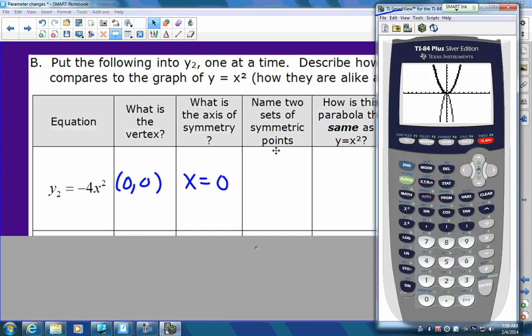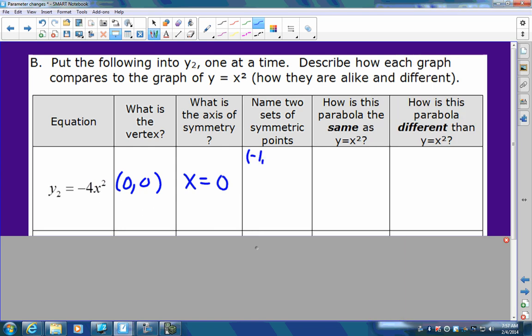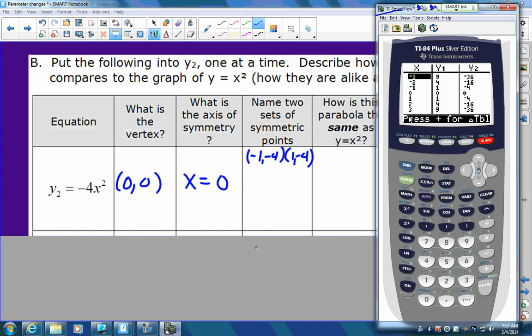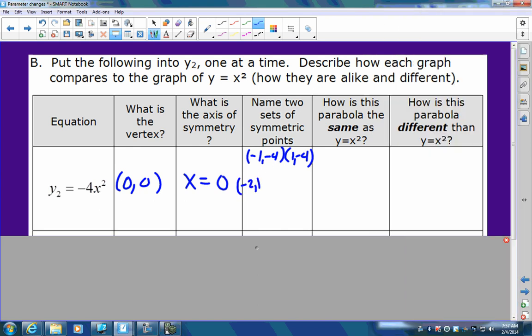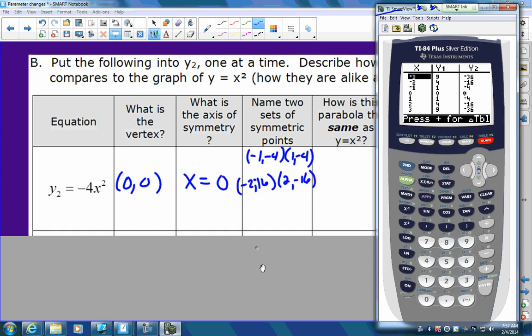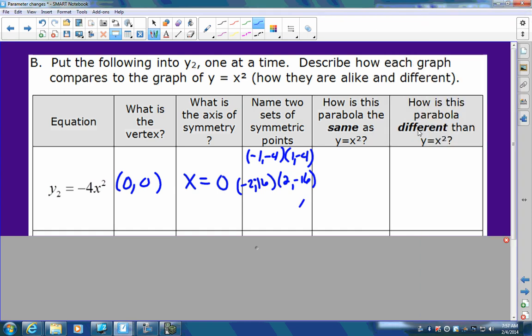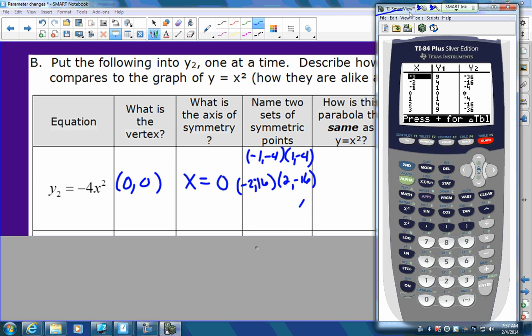Now, when it says name two sets of symmetric points, if I go second, graph, and go into the table, symmetric points are identified by the y numbers, right? So I have negative 1 and negative 4, and 1 and negative 4. It said name two sets. I keep naming three, but we'll do this again. Let's see. Negative 2 and what is that, 16? Oh, that's negative 16, isn't it? Yes. And 2 and negative 16. Let me double check. Yes.